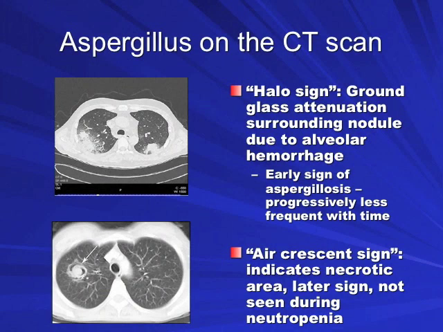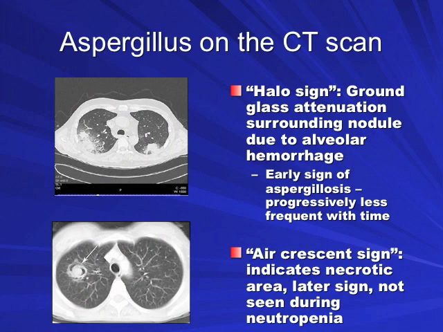On this slide, we have a couple pictures of Aspergillus as seen via CT scan. And the top picture gives you the classic halo sign, your ground glass attenuation surrounding the nodule due to alveolar hemorrhage. Right? This is due to bleeding. Aspergillus is angioinvasive. This is an early sign of Aspergillus, and you see progressively less of the halo sign over time.